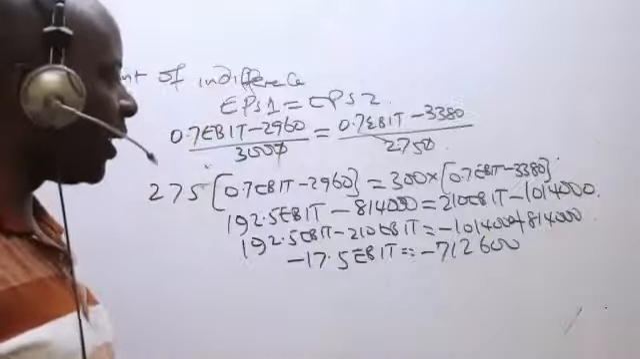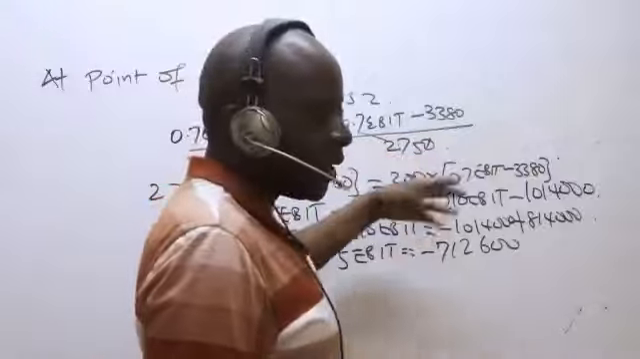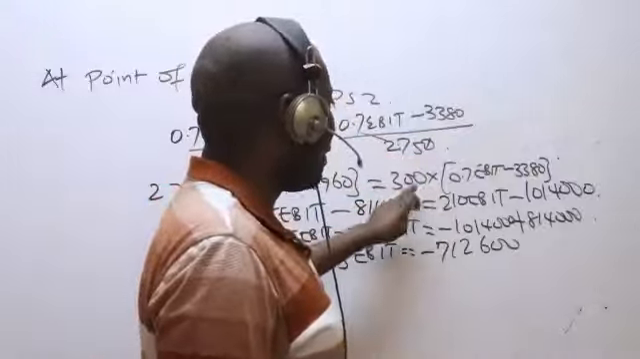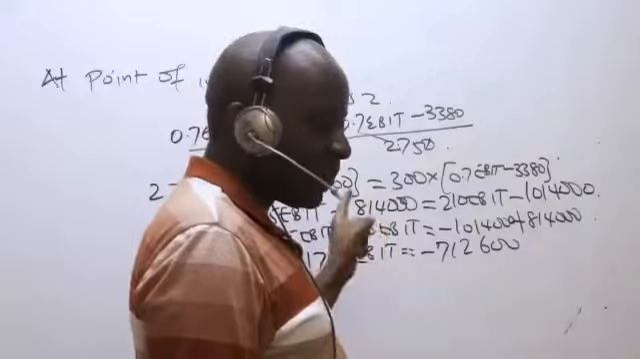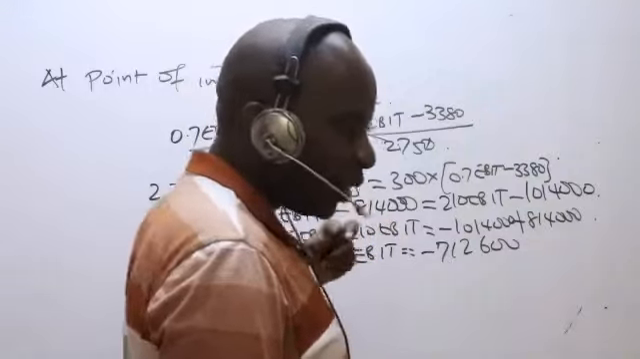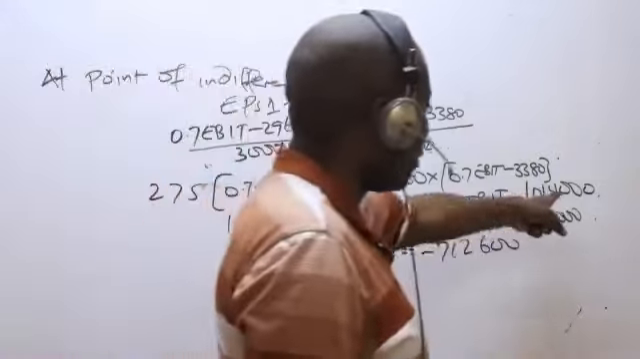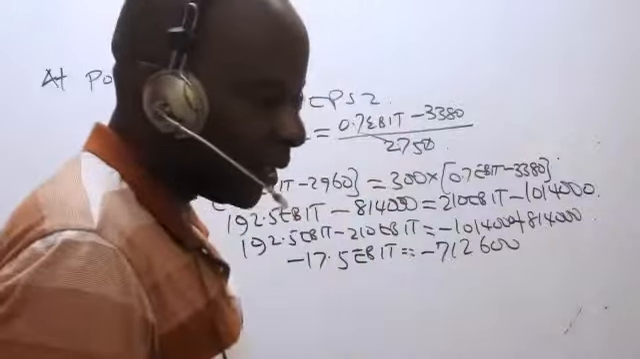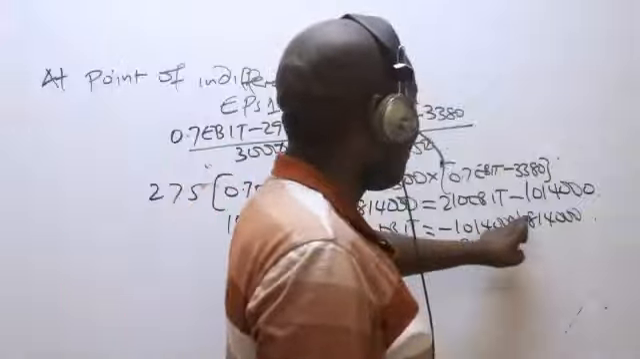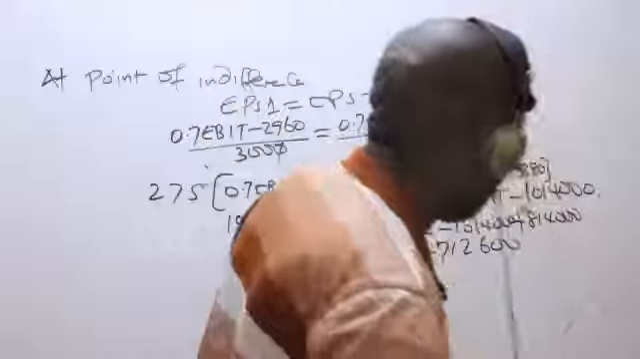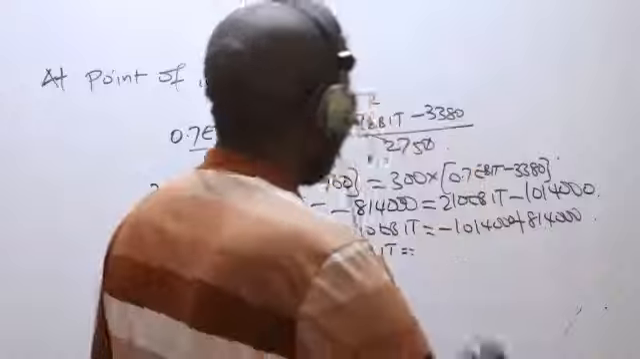In my case, I decided to cancel a zero. Is there somebody who can repeat this for me? What is 300 times 3380? 1,014,000. Then what is minus 1,014,000 plus 814,000? I'm being told that this is supposed to be minus 200,000.